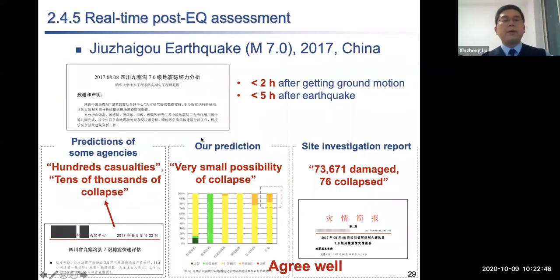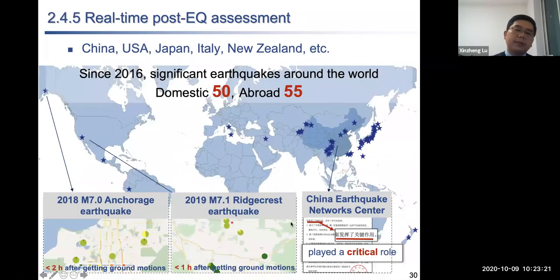So here is an example. In 2017, there was a magnitude 7 earthquake in China. And after the earthquake, some agency used the traditional way to predict the damage and said, okay, tens of thousands of buildings will collapse. But with our method, we predicted hours after the earthquake that there is a very small possibility of collapse. And after 1 month, the site investigation said that there were about 73,000 buildings damaged, but only 76 collapsed. So the collapse probability agrees quite well with our assessment.